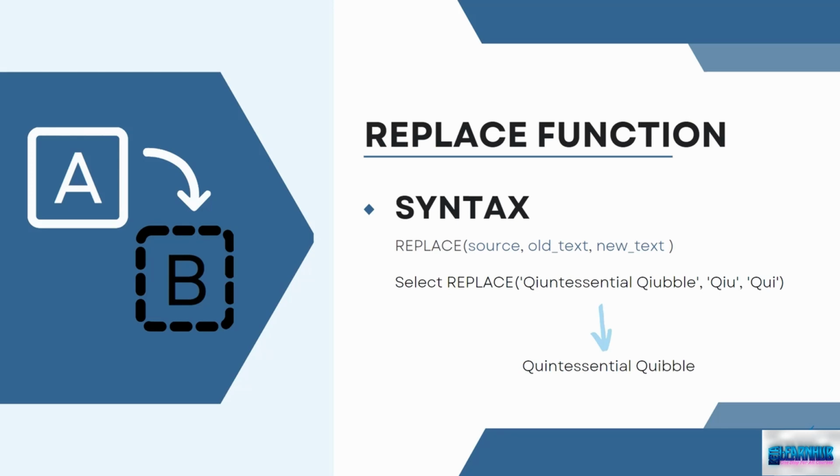In this syntax, the source is the field or string where you want to replace the existing text. The old_text is the specific string that you want to find and replace. If the old_text appears more than once in the source, all of its occurrences will be replaced. Finally, new_text is the replacement string for the old_text.